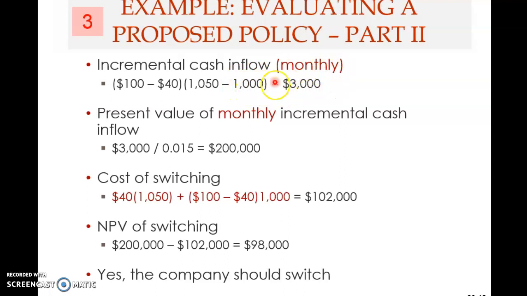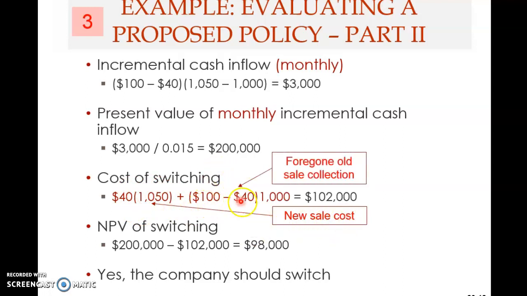Therefore, this is $3,000 monthly. And the present value of this monthly incremental cash flow is 3,000 divided by 1.5% or 0.015. You get $200,000. So the cost of switching, this is the cost incurred now. This is $40 multiplied by 1050. This is the new sale cost. And this 100 minus 40 multiplied by 1000, this is the foregone wholesale collection.